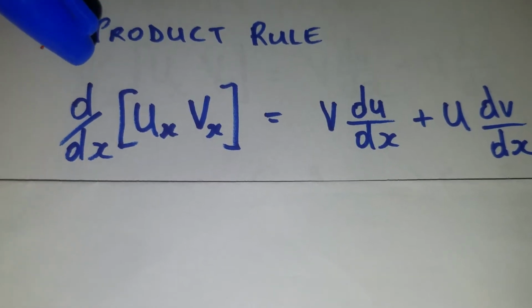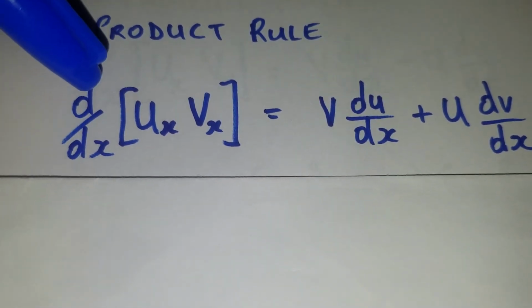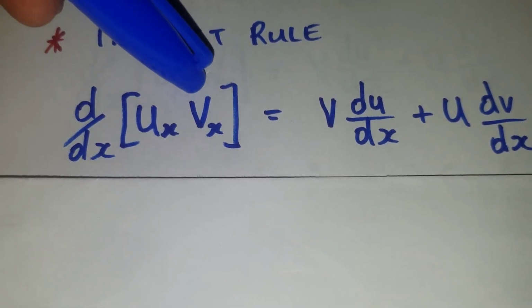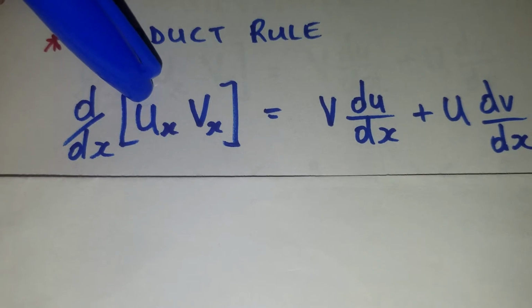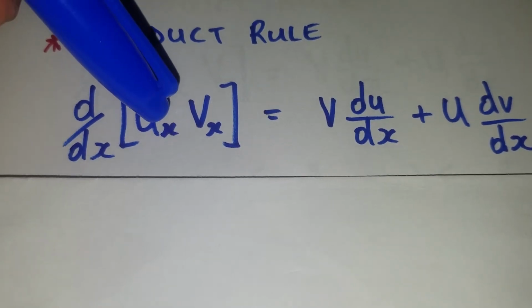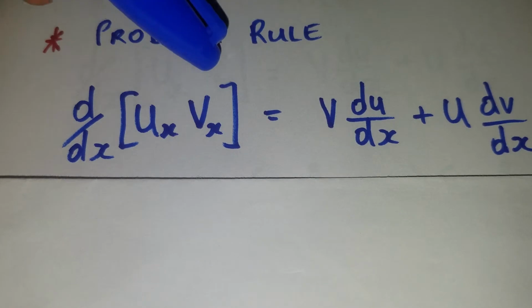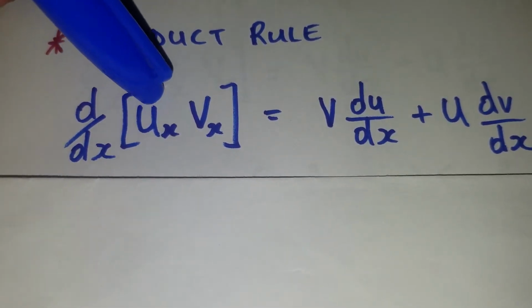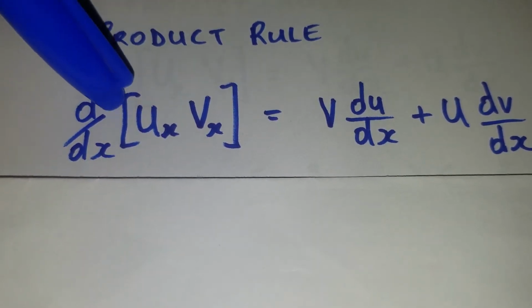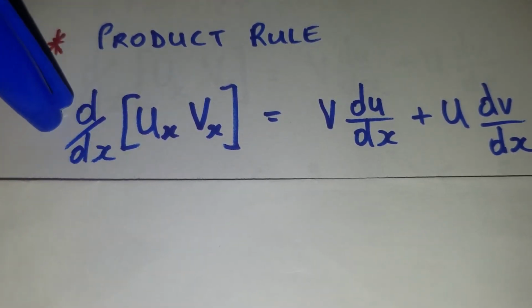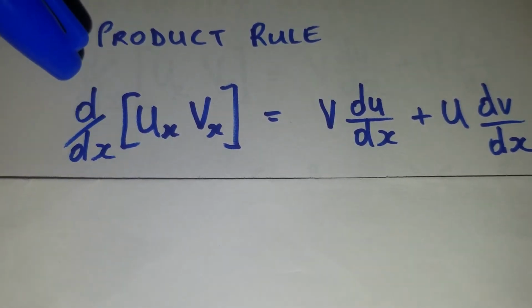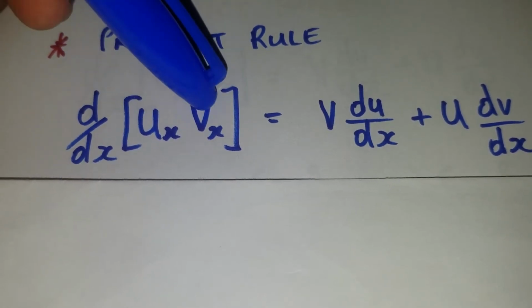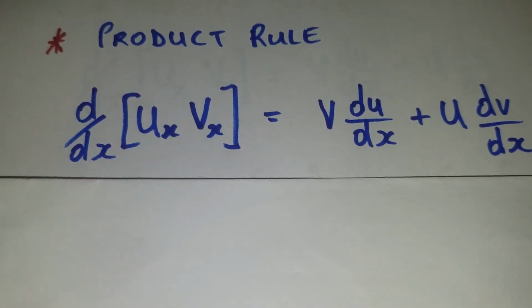Now, the product rule is used when you want to find the differential of a function multiplied by another function. So this u represents a function with x as a variable, and this v represents a function with x as the variable as well. Now u is being multiplied by v. We want to find the differential of u times v with respect to x, given that both of them are two different functions, but both of them also have x as their main variable.